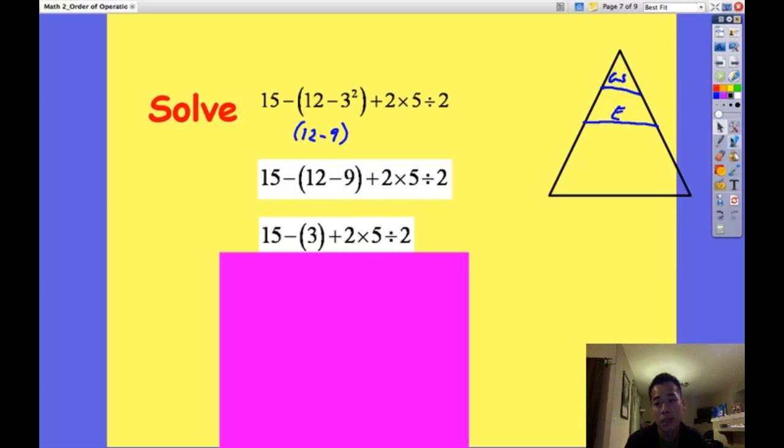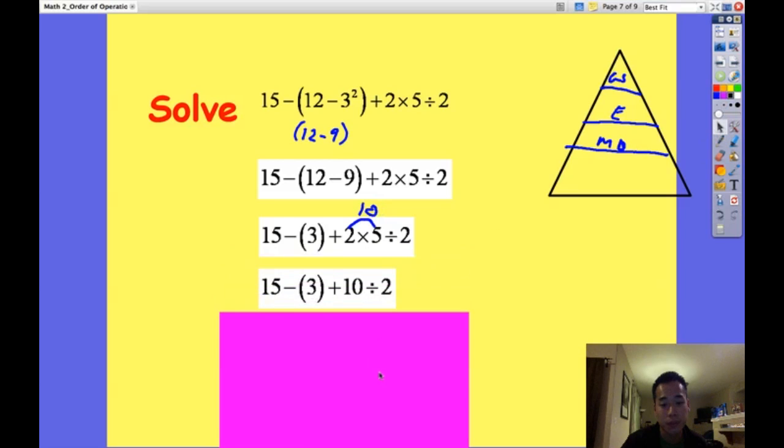If you look at my triangle, I already did the parentheses, I already did the exponent, so what's next is multiplying and dividing. It's whatever is left to right, so I can clearly see right here that it says 2 times 5 divided by 2. Well, 2 times 5 comes before divided by 2. So I'm going to go ahead and say, oh, that's 2 times 5 is 10. And then I'm going to drop everything down, and that's what I have.